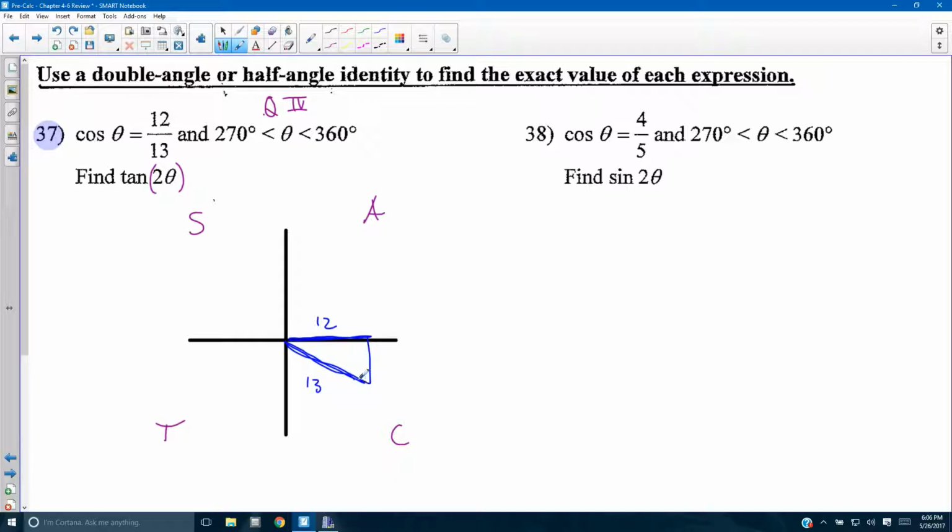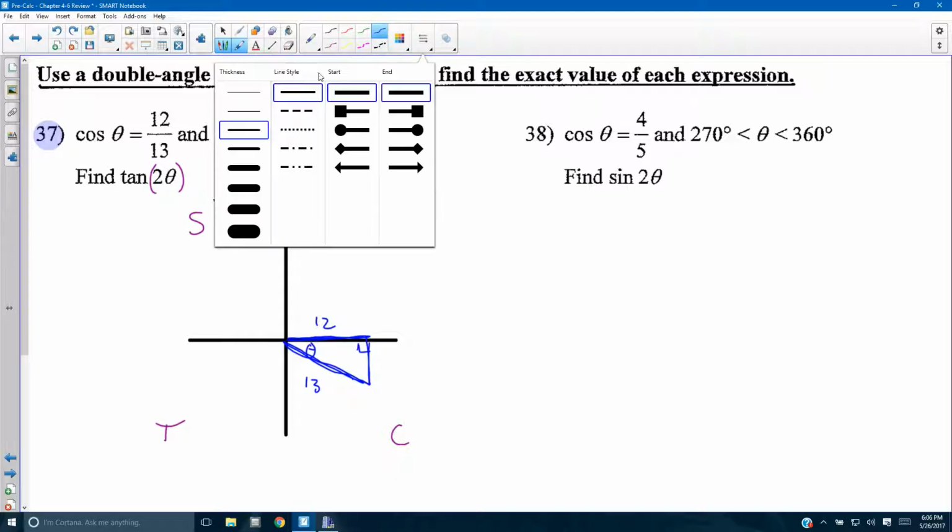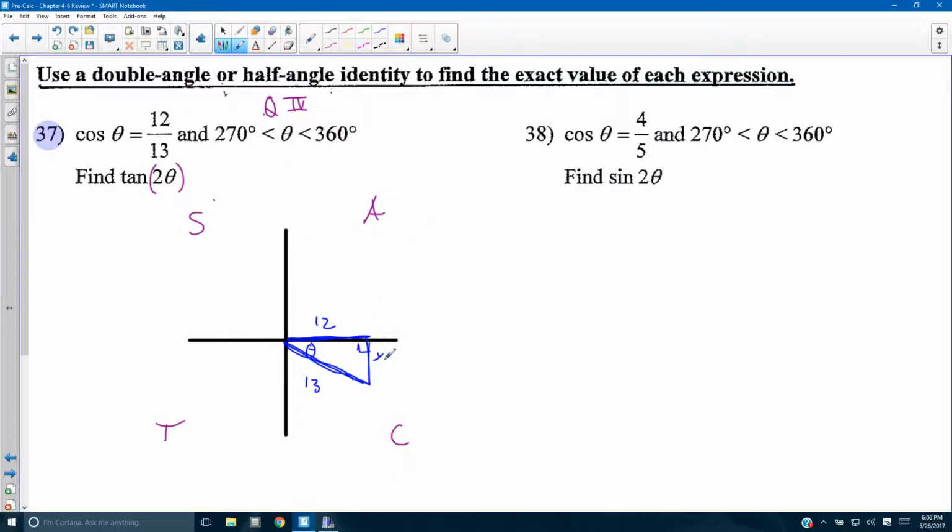There's another side length which we probably need to find. It looks like we do. And I'm going to call this my theta right here. They're saying that the placement of our reference angle is between 270 and 360. I think it's going to be important to figure out what this unknown value is here. I'm going to call it x because we're going to do things involving tangent, and that's opposite over adjacent. So with opposite here being x, it's crucial to know what x is.